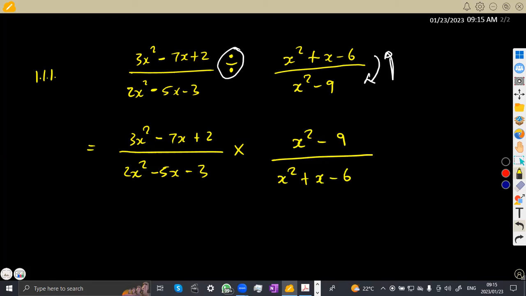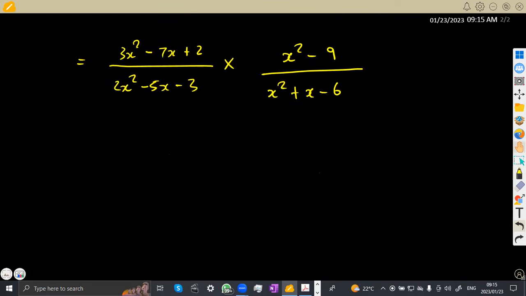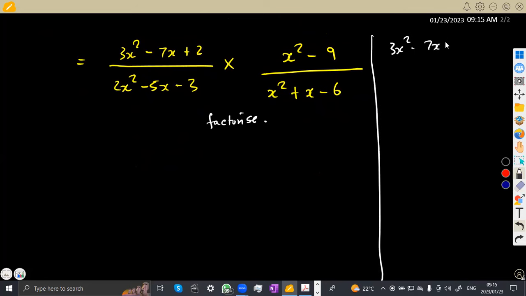Okay. At this stage, what am I going to do? The best way is for you to factorize. So what you're going to do is to factorize these expressions so that you can simplify further. So let's try by all means to factorize. Okay, we are going to start with 3x squared minus 7x plus 2. Remember here the coefficient of x squared is not 1, so which means you're going to apply the longer way of factorization. You multiply the first term to the last term, that is going to be 6x squared.